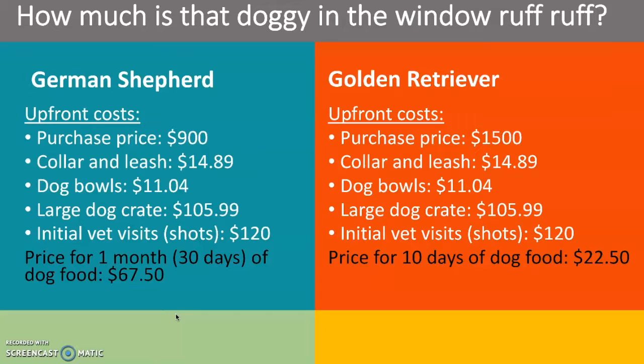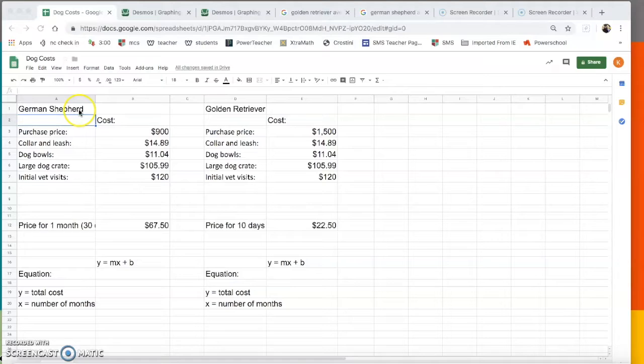And what I would do with my students is I would use Google Docs, actually Google Spreadsheet, to come up with our equation. This is the spreadsheet that I created for the cost of owning the dogs. I have on the left the prices for the German Shepherd, and then on the right, the prices for the Golden Retriever. And you'll notice that this is set up just like that PowerPoint slide.